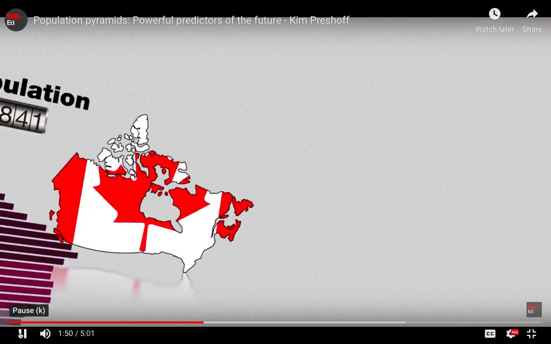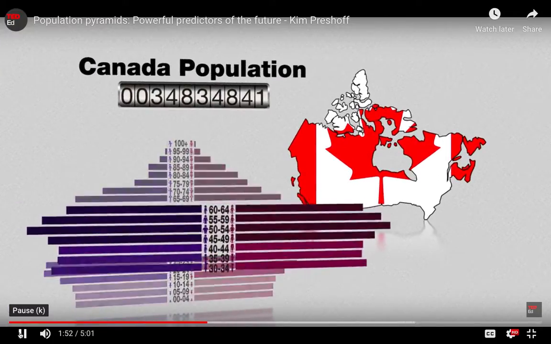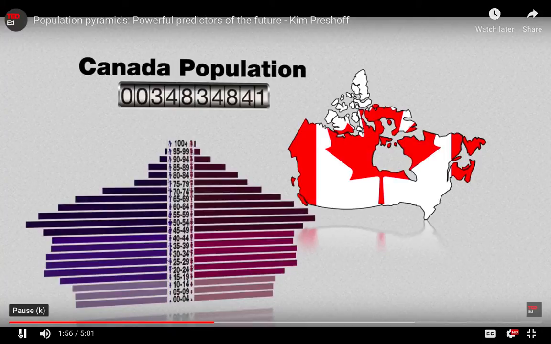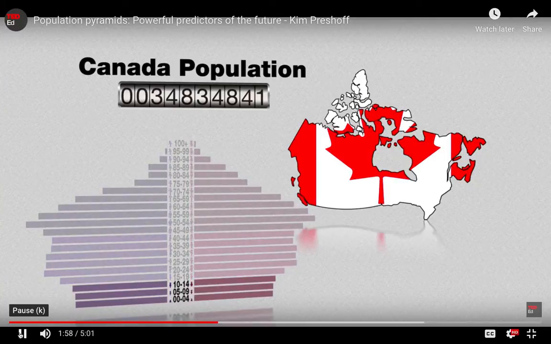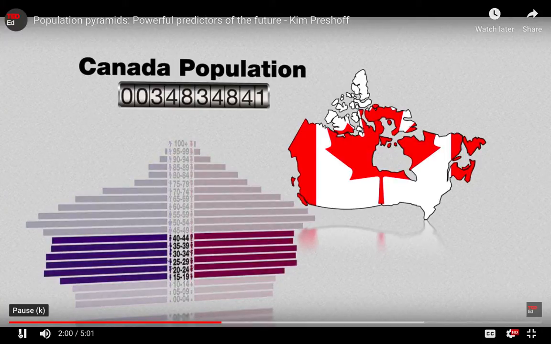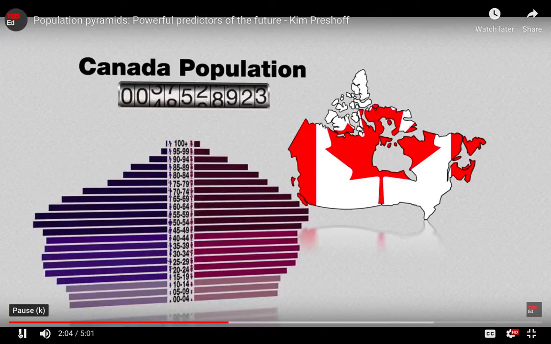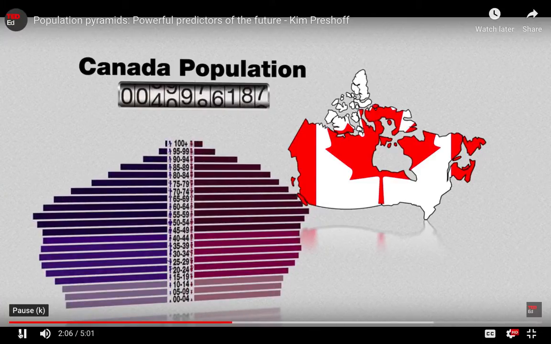For our second example, let's look at Canada, where most of the population is clustered around the middle of the graph. Because there are fewer people in the pre-reproductive age groups than there are in the reproductive ones, the population will grow more slowly, as the number of people reaching their reproductive years decreases.